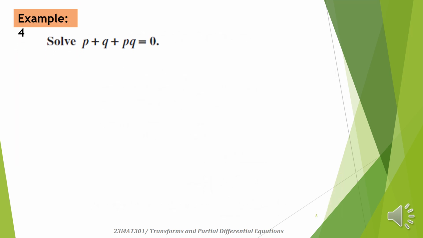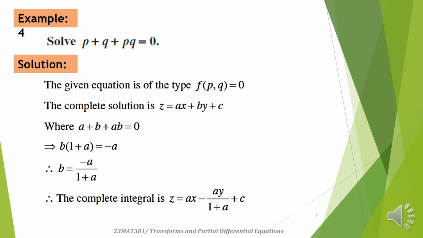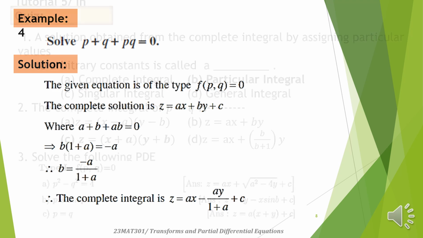And the fourth one, p plus q plus pq is equal to 0. We know that as usual a plus b plus ab is equal to 0. So from b plus ab, take b as common and take it outside. So b into 1 plus a, plus a equal to 0, plus a goes to the right side, becomes minus a. So b is equal to minus a divided by 1 plus a. Substitute it here and you will get the complete integral.